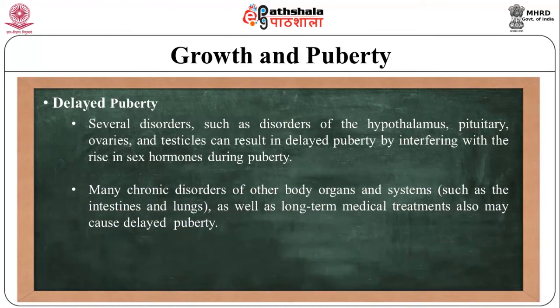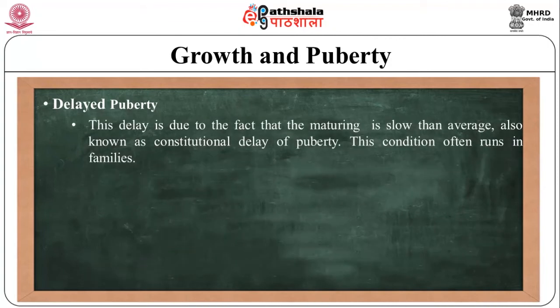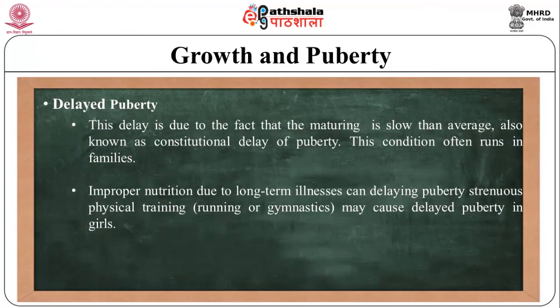Many chronic disorders of other body organs and systems such as intestine and lungs, as well as long-term medical treatments, also may cause delayed puberty. Children with delayed puberty go through an otherwise normal puberty just at a later age. This delay is due to the fact that he or she is maturing more slowly than average, also known as constitutional delay of puberty. This condition often runs in families. Improper nutrition due to long-term illness can delay puberty. Strenuous physical training, running or gymnastics may cause delayed puberty in girls.